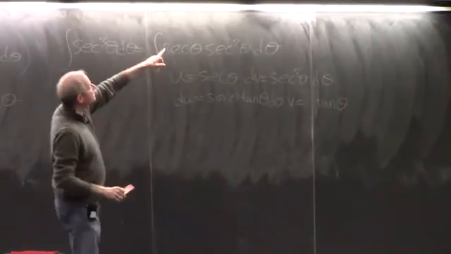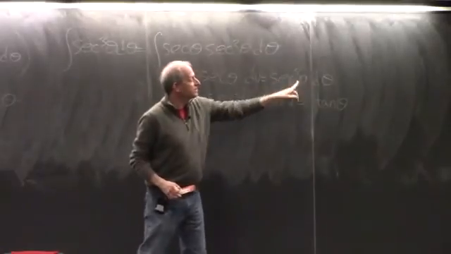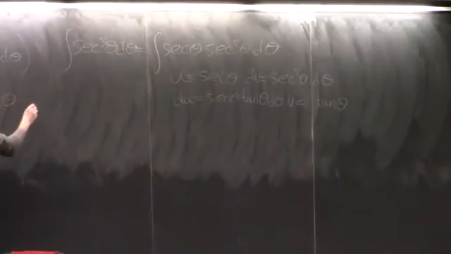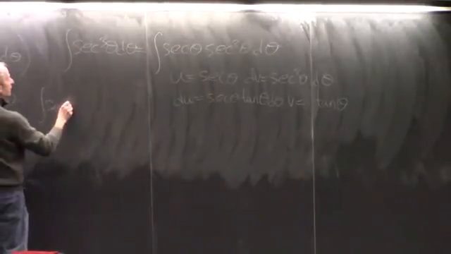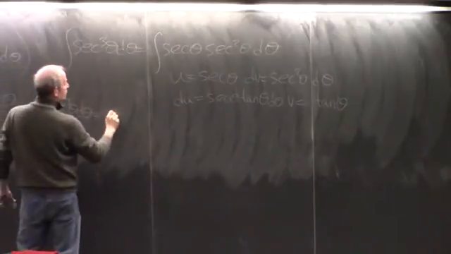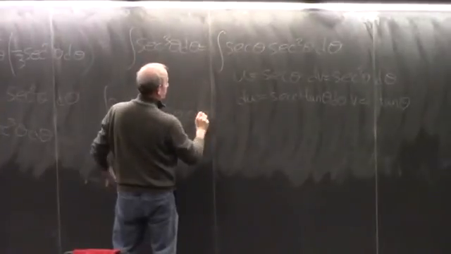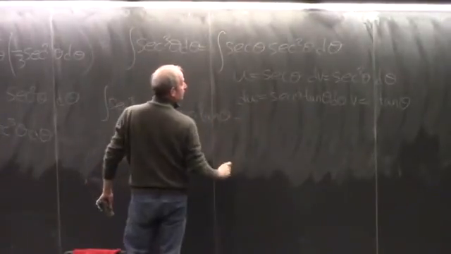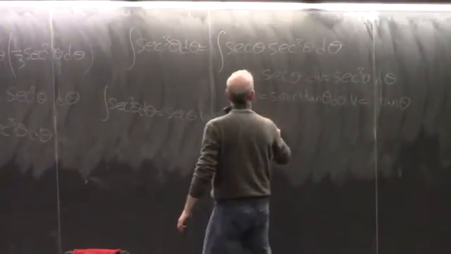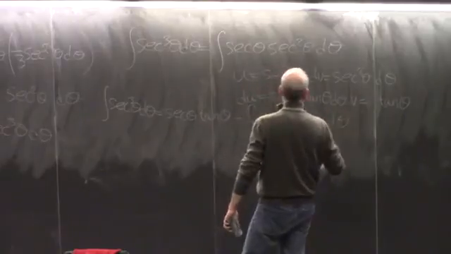Okay? So let u be secant, derivative of secant is secant tangent. dv is secant squared, antiderivative of secant squared is tangent. So now I have the integral of secant cubed theta d theta is u times v, which is secant theta tan theta, minus the integral of secant theta tan squared theta d theta.